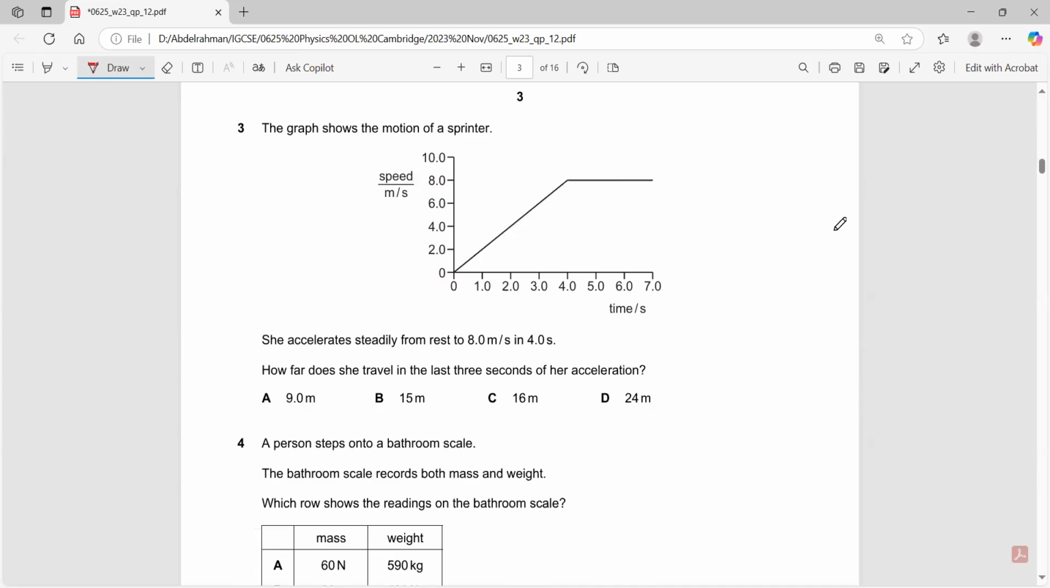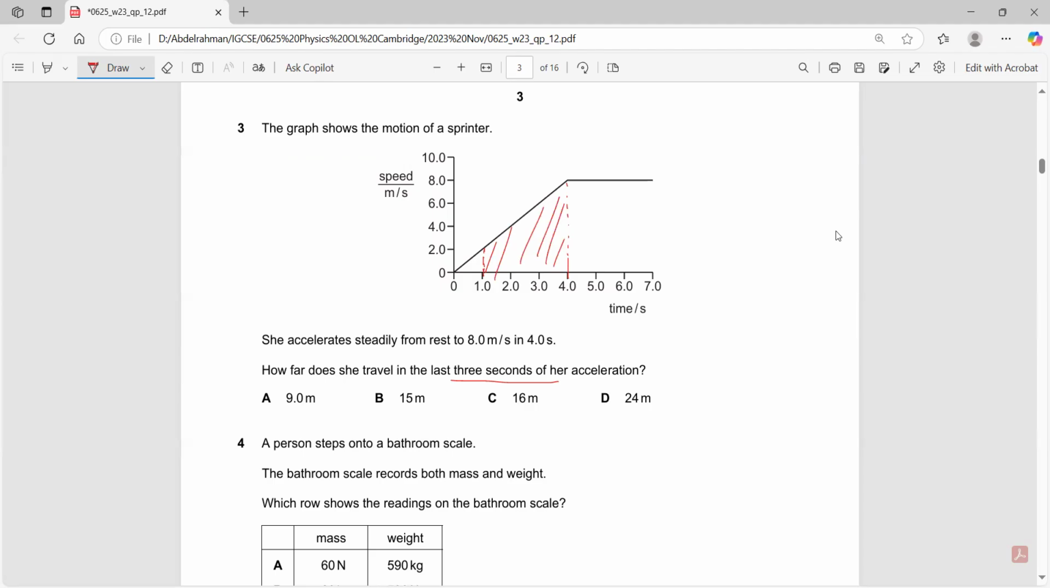She accelerates steadily from rest to 8 meters per second in 4 seconds. How far does she travel in the last 3 seconds of her acceleration? So she accelerates in the first 4 seconds. The question is, how far does she travel in the last 3 seconds of her acceleration, not of her total acceleration. So basically, we need to find the area under the graph, not of the whole triangle, but of this part of the triangle in the last 3 seconds.